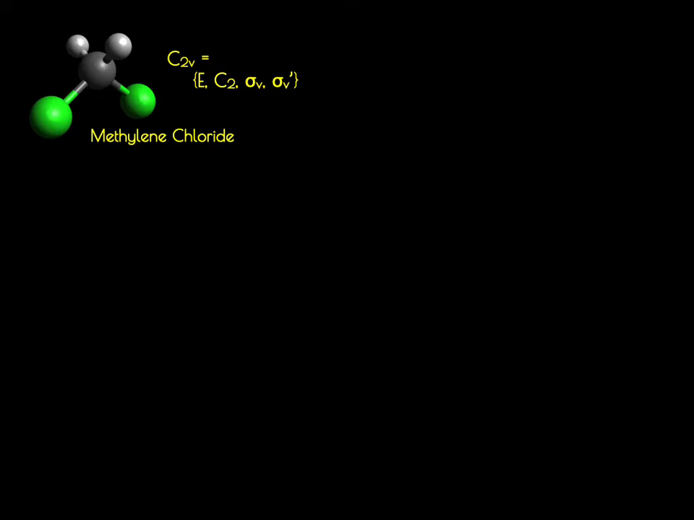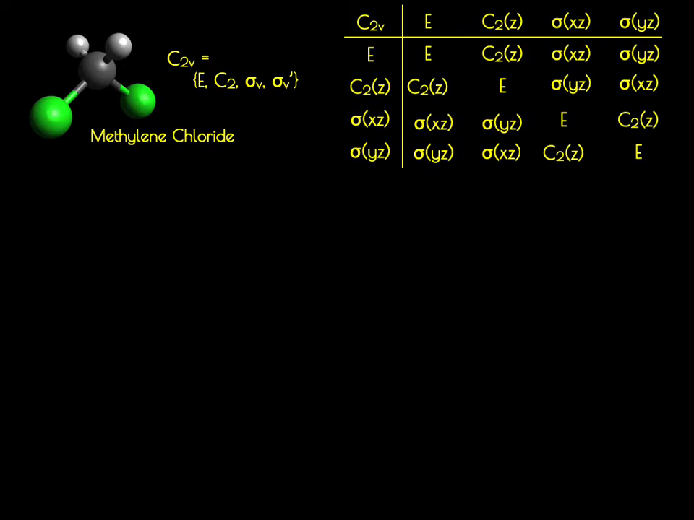One way in which we can depict the different representations and their relationship to one another is through a group multiplication table, which tells you what the product of any two operations are. So for example, the C2Z times the sigma xz will give you the sigma yz operation. For those who are curious on how to construct these different multiplication tables, there's a video that I've made that goes through their construction and also how to multiply different symmetry operations together. I've included a link to that video in the description.